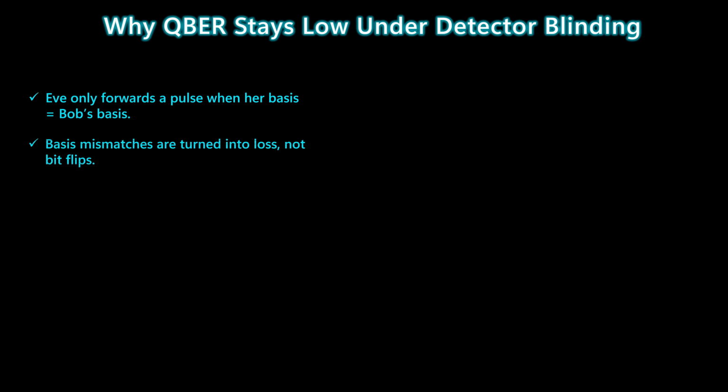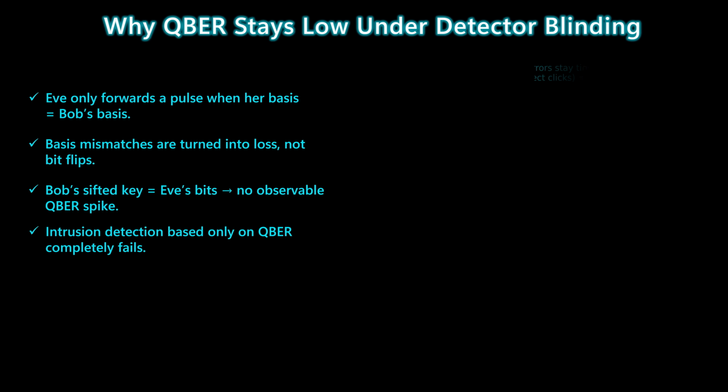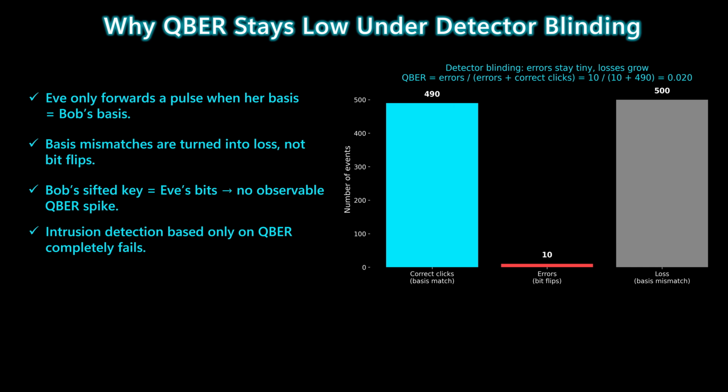Now, let's take a look at why the quantum bit error rate stays low during the detector blinding attack. Even though Eve is actively attacking the system, Bob doesn't see anything suspicious. Here's why. First, Eve only forwards a pulse when her measurement basis matches Bob's. That means the only time Bob gets a detection event is when Eve already knows exactly what bit he will record. Whenever the bases don't match, Eve simply sends nothing, and because Bob is blinded, that mismatch doesn't show up as a bit flip. It just looks like normal channel loss.